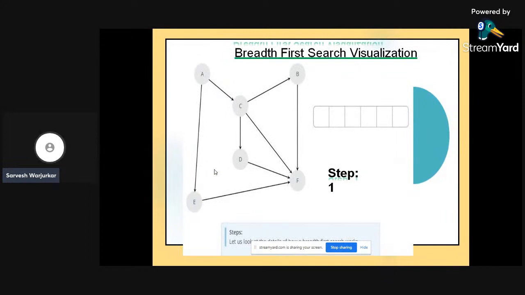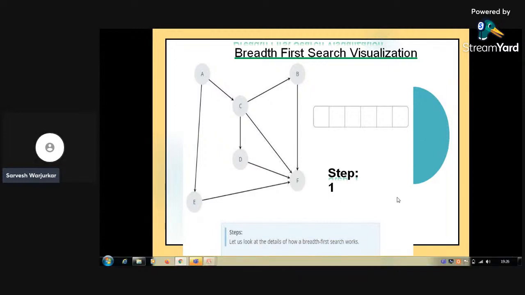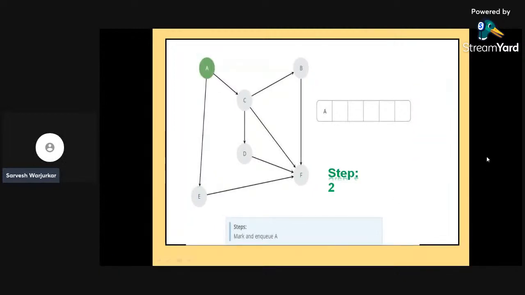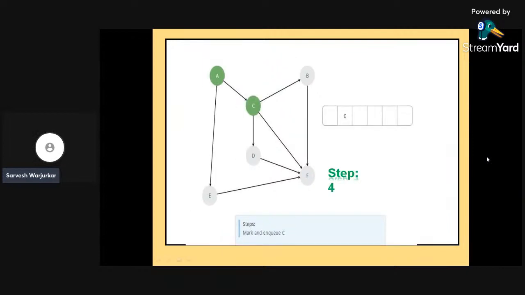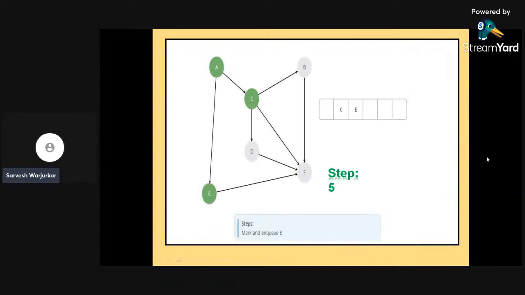Next, this is the diagrammatic representation of breadth first search. Let's look at the details of how breadth first search works step by step. Step number 1: if I start from A, I mark it and insert the element A in the queue. Step number 2: I dequeue it because I am going to print it. Step number 3: mark visited and enqueue C, mark and enqueue E.